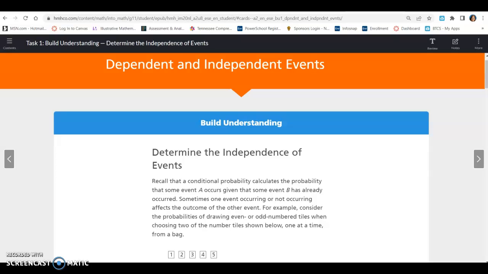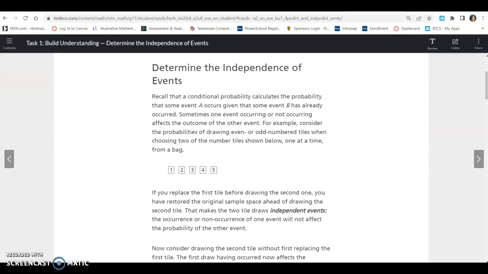Lesson 18.2, Task 1, Dependent and Independent Events. Determine the independence of events. Recall that a conditional probability calculates the probability that some event A occurs given that some event B has already occurred. Sometimes one event occurring or not occurring affects the outcome of the other event.